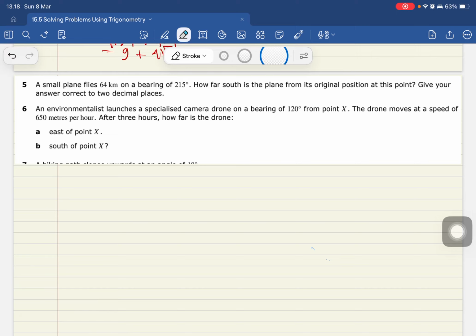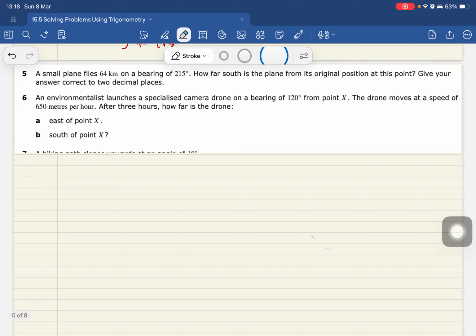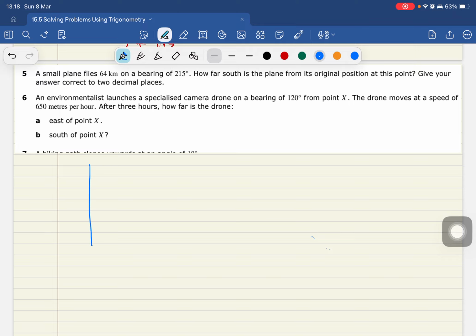Hi, I'm going to solve practice questions for solving problems in trigonometry. Since numbers 5 and 6 involve bearings, I would like to remind you what the directions should be: north here and south, east and west. Okay, let's go through number 5.